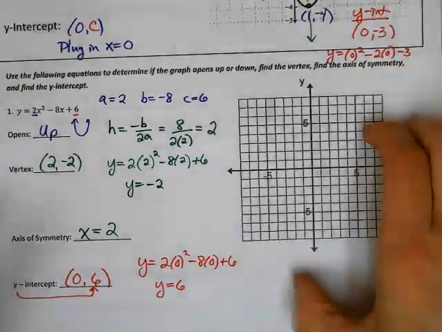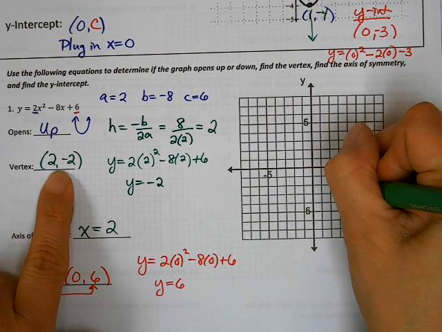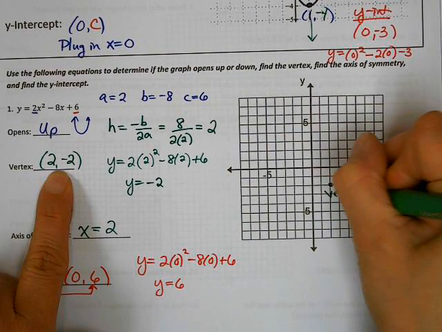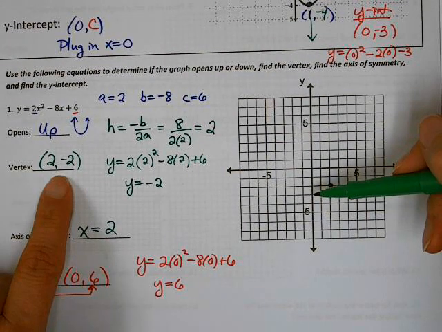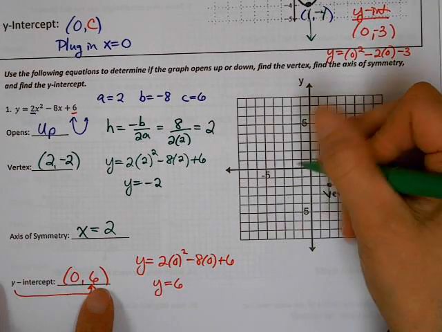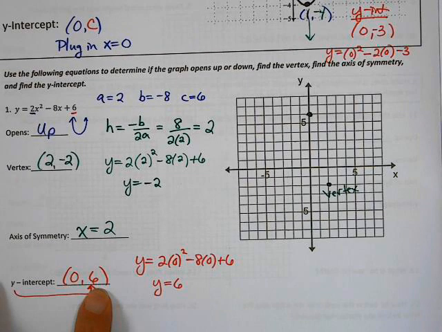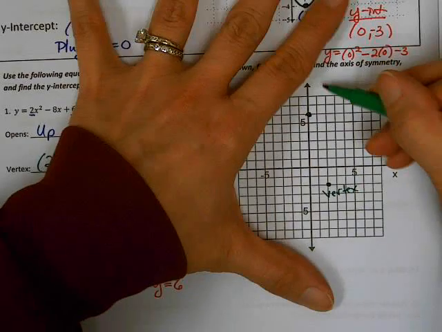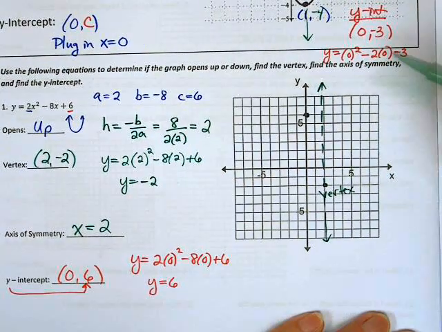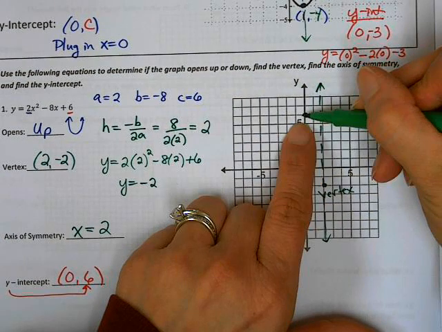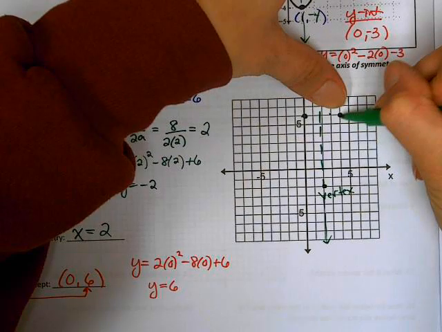Okay, so we're trying to get good at graphing parabolas. First of all, the vertex is 2 to the right, 2 down. That's the vertex. Does the parabola touch the y-axis? Yes, it does. At 0 comma 6. That's way up here. And let's not forget to draw our axis of symmetry. Draw your axis of symmetry first, and then you know that if there's a point 2 to the left, there must be another one 2 to the right, right there.